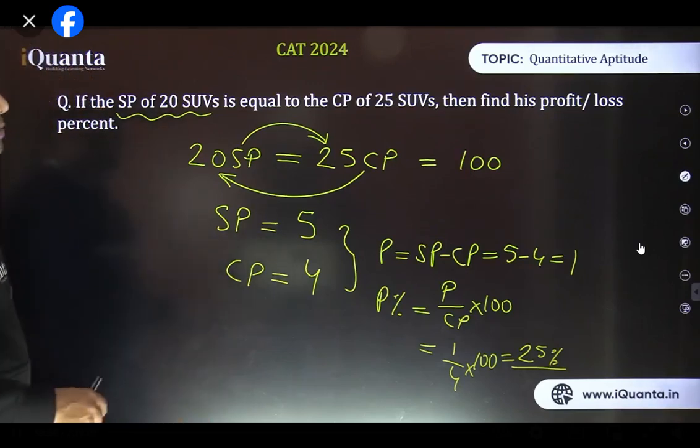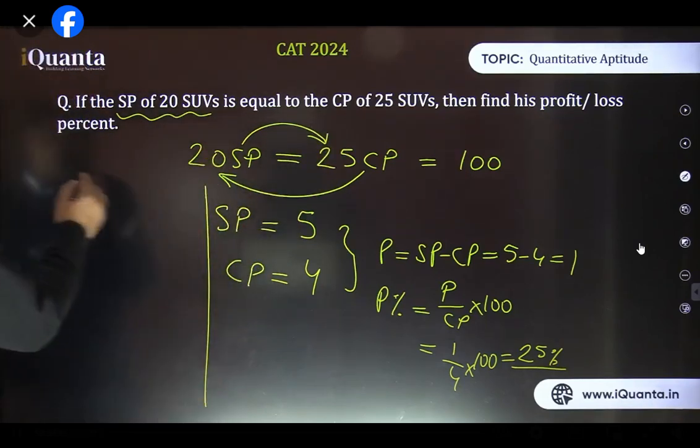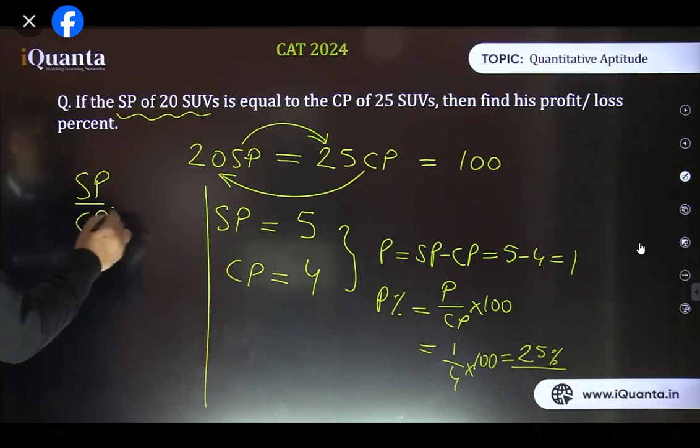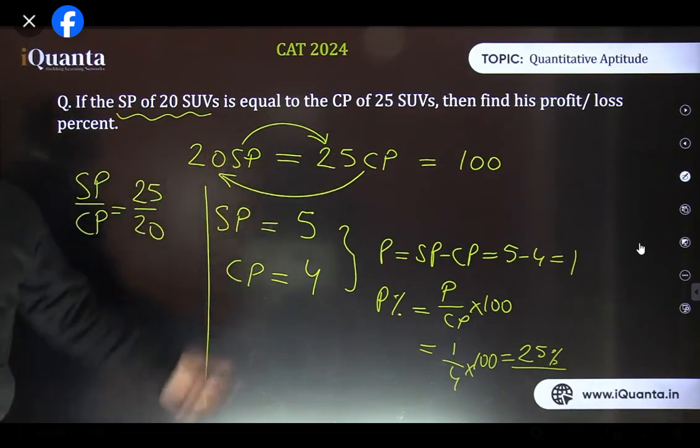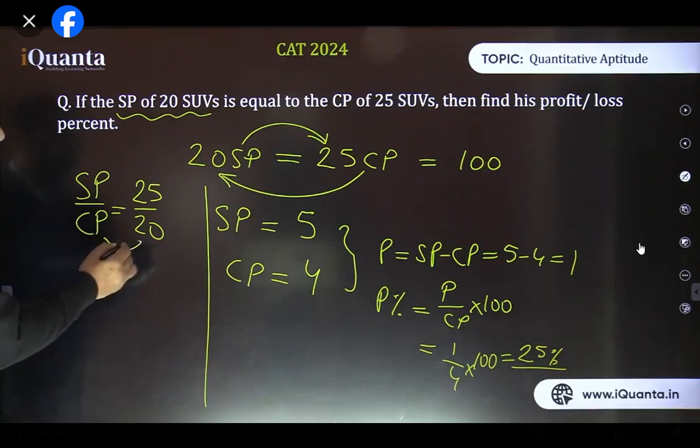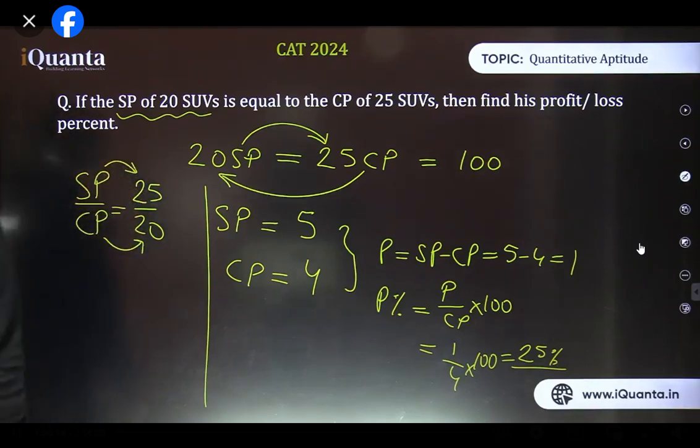Or, as most of you have done, we can take the ratio. SP by CP. SP by CP will be 25 by 20. That is the same thing as Mukul was saying. So we can assume if CP is 20, then SP is 25. Done.